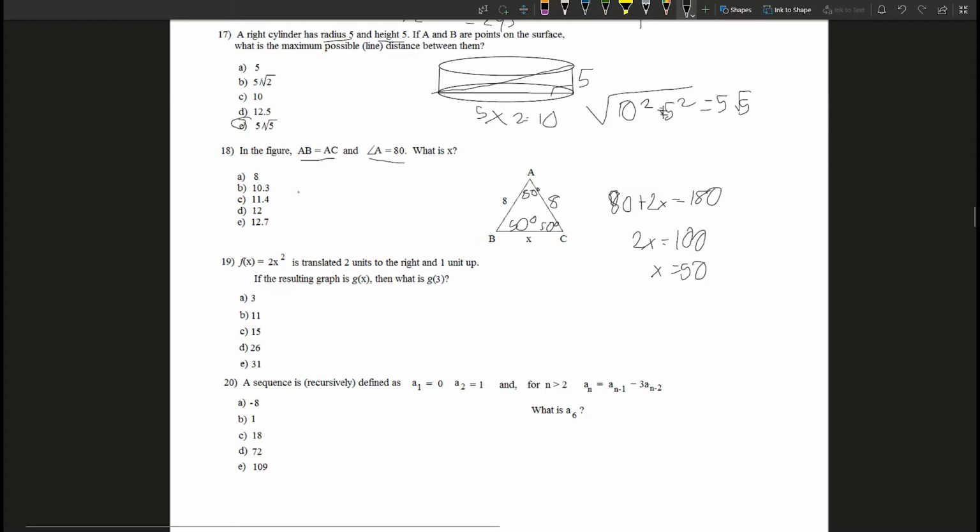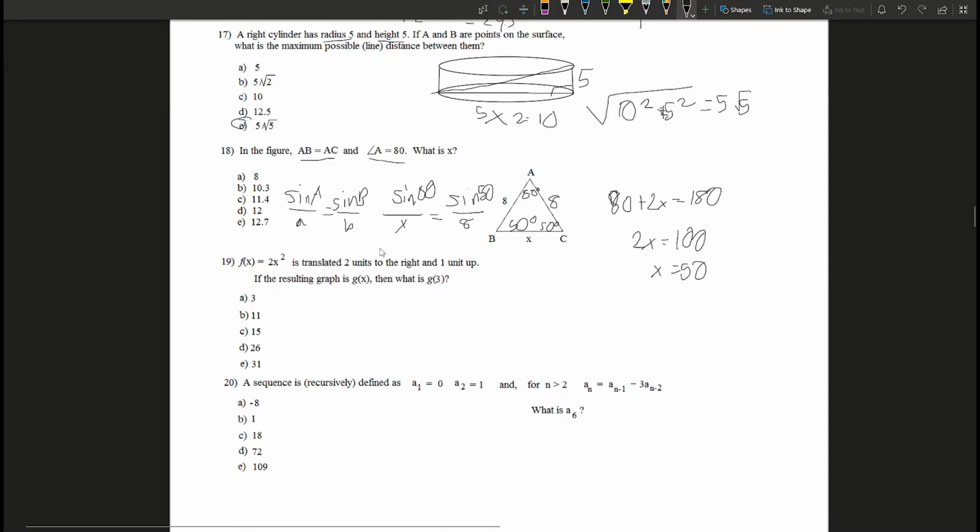So the law of sines is sine A over A is equal to sine B over B. So right now we want to find side A. So we're going to do sine of 80, which is angle A, over x. Let me make this not look like a mess. Sine 80 over x is equal to sine of 50 over 8.